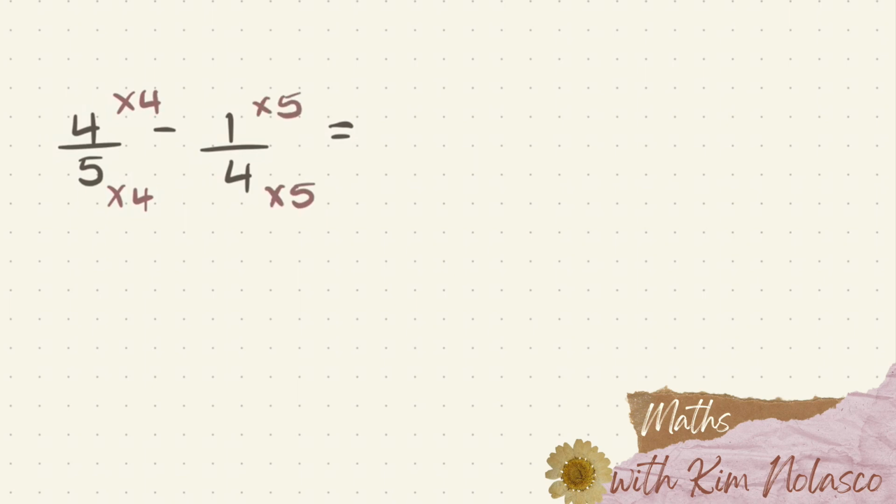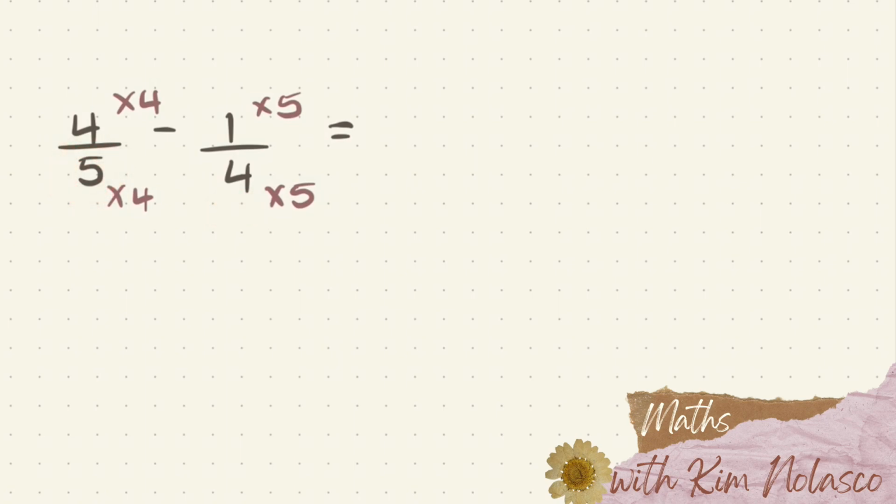Now you might have noticed by now that the easiest way to find the same number on the bottom is just to times the denominator by the denominator of the other fraction. So for example, this fraction here, I'm going to times it by this denominator. This fraction, I'm going to times it by this denominator.